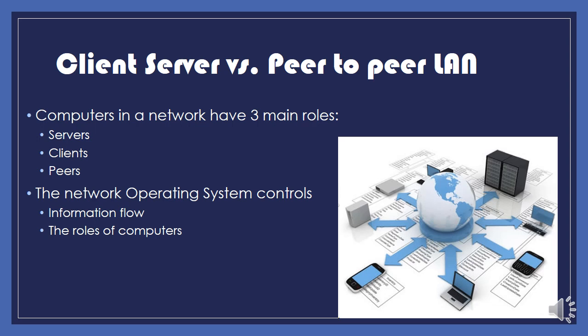You also get different roles that computers play in a network. There are three different types: servers, clients, and peers. We'll talk about them all now. The network operating system controls where the information can flow and how, and also the roles of these computers in the system.